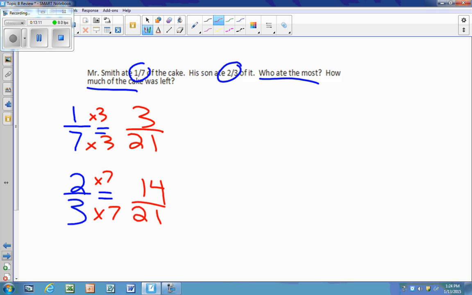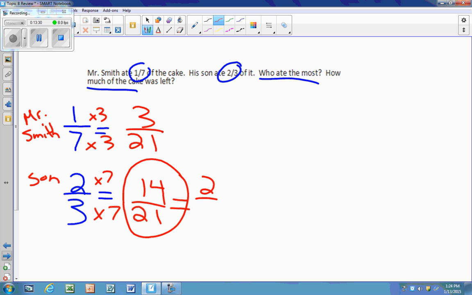So over here, 2/3 was his son, and this is Mr. Smith. So when I look at these two fractions, who ate the most? I see that his son ate 14/21, which I know I can simplify. This can be simplified into 2/3, and this can be simplified into 1/7. By going back, that doesn't do me any good. I want to stay with the denominators that are the same. So I look at 14/21, and I know that his son ate more.